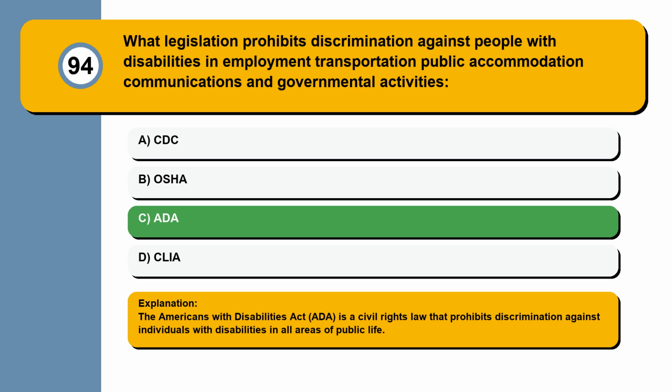Explanation. The Americans with Disabilities Act, ADA, is a civil rights law that prohibits discrimination against individuals with disabilities in all areas of public life.